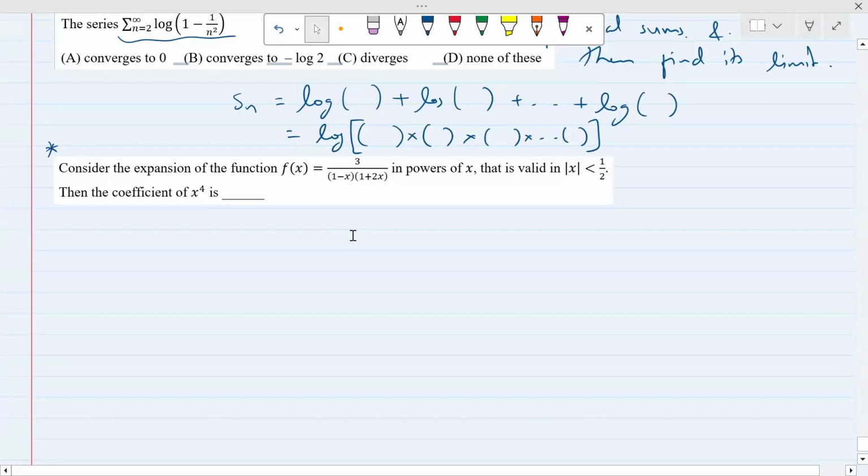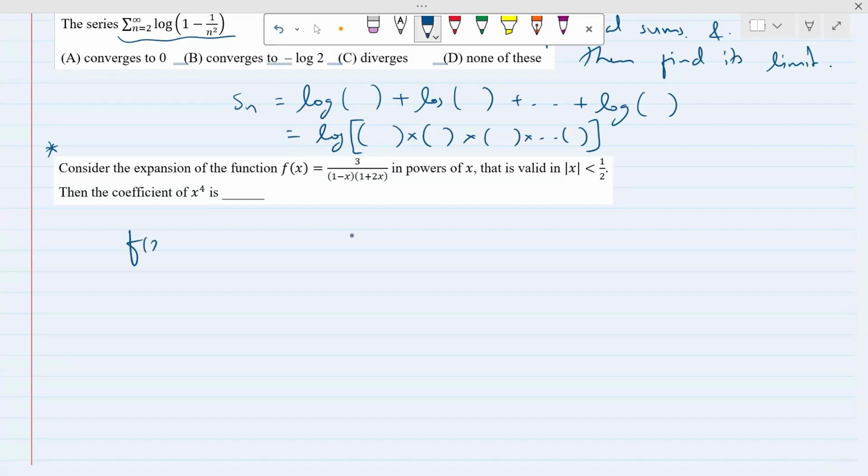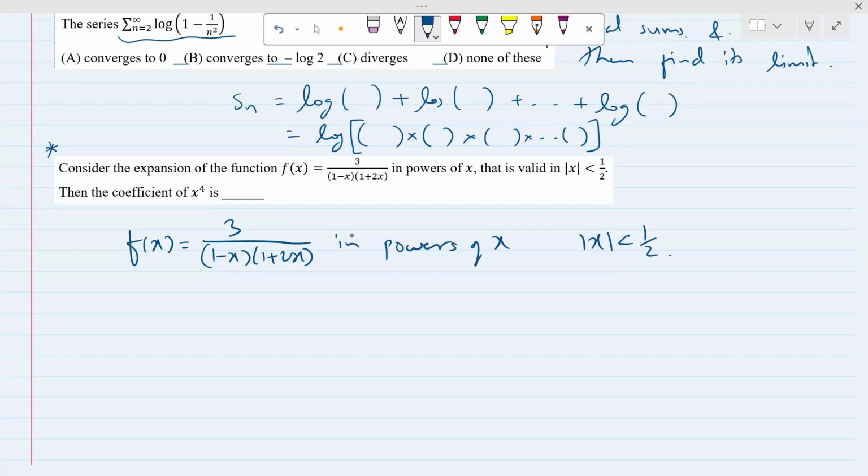Consider the expansion of f(x) equal to this. So f(x) is given as 3 upon (1 minus x)(1 plus 2x), in powers of x. We want to expand this in powers of x, valid for mod x less than half. So they have given the domain for the expansion. How will you expand this in powers of x? What method will you apply to expand this?